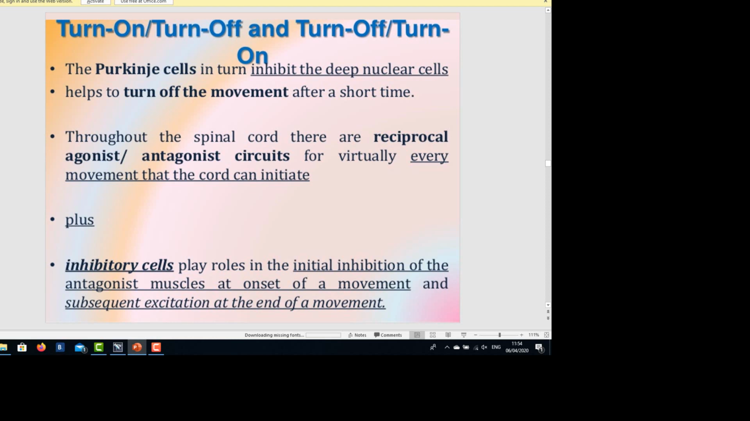Throughout the spinal cord, there are reciprocal agonist-antagonist circuits for virtually every movement that the cord can initiate. Plus, inhibitory cells play roles in the initial inhibition of the antagonist muscles at onset of a movement and subsequent excitation at the end of a movement.